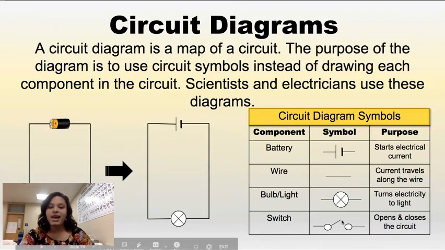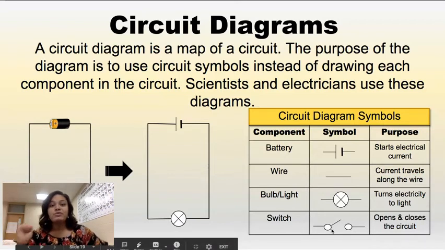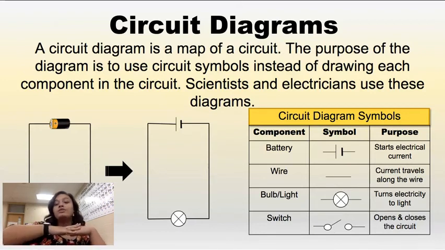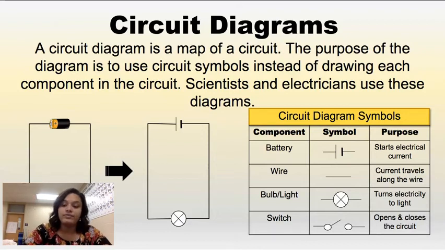A wire is a straight line. A light is like this, and then a switch has that opening and closure. Because remember, when you turn a switch on, you close the circuit. When you turn a switch off, you open that circuit and create that gap so that the electricity cannot flow.